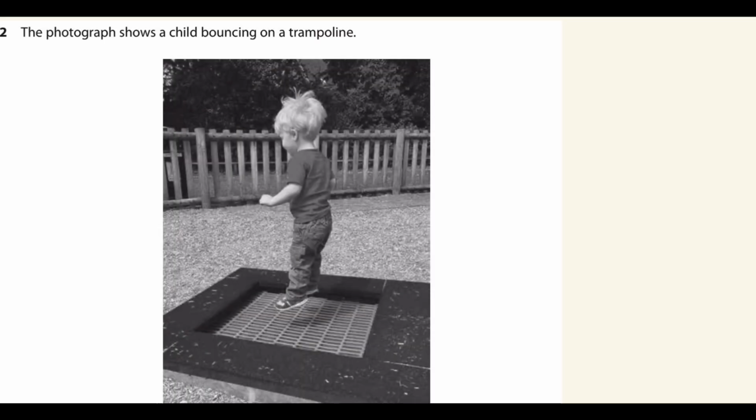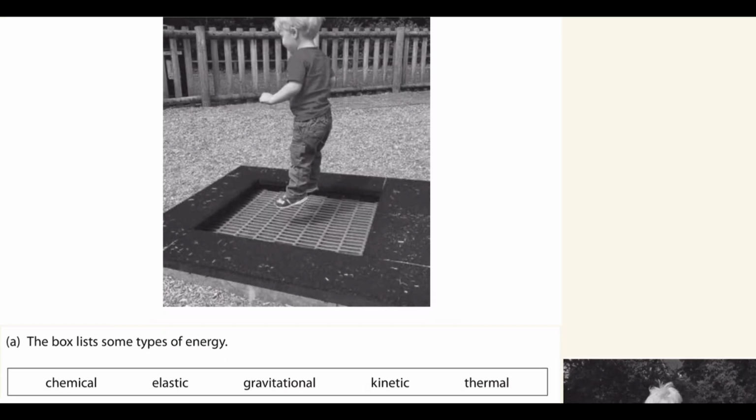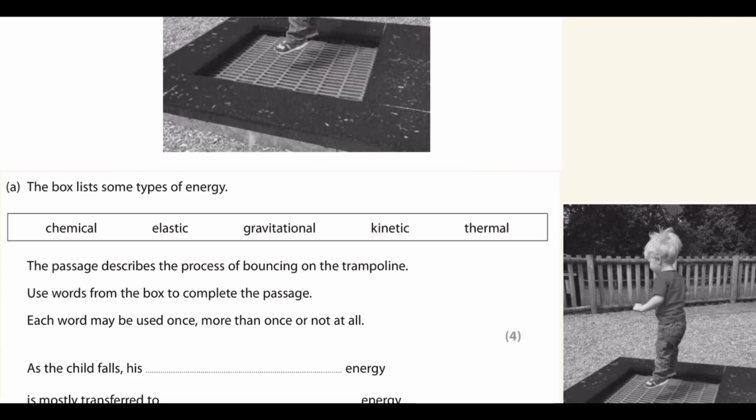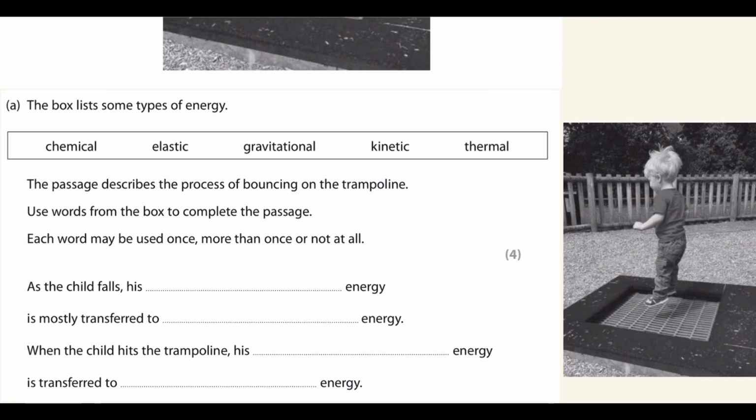In question 2, the photograph shows a child bouncing on a trampoline. The box lists some types of energy: chemical, elastic, gravitational, kinetic, thermal. The passage describes the process of bouncing on the trampoline. Use words from the box to complete the passage. Each word may be used once, more than once, or not at all. As the child falls, his blank energy is mostly transferred to blank energy. When the child hits the trampoline, his energy is transferred to blank energy.